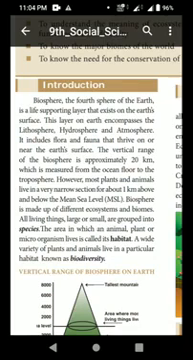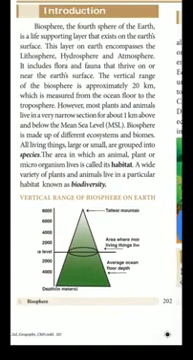Okay, you all know ecosystem, living beings are there, isn't it? All living things, large or small, are grouped into species. The area in which an animal, plant or microorganism lives is called its habitat. A wide variety of plants and animals living in a particular habitat is known as biodiversity. So what do you mean by biodiversity? It is the variety of plants and animals that live in a particular habitat. From this picture you can understand the vertical range of the biosphere on the earth, approximately 20 km from the ocean floor.